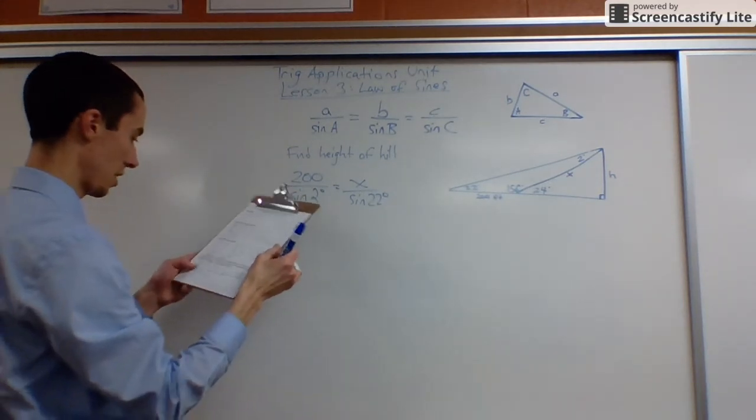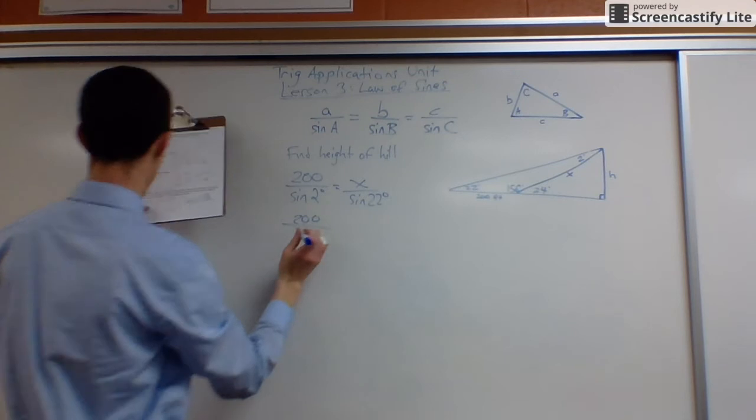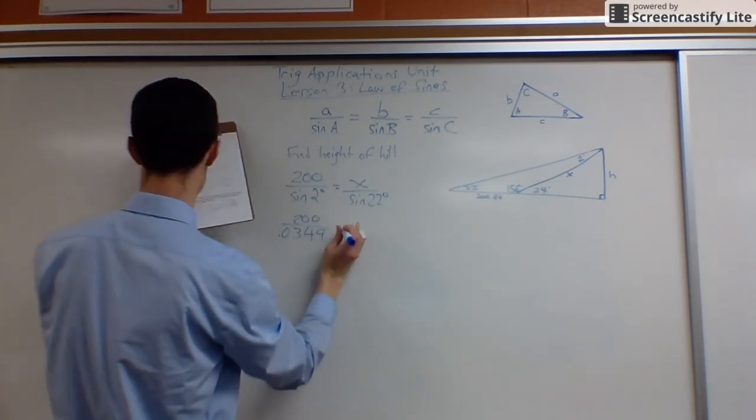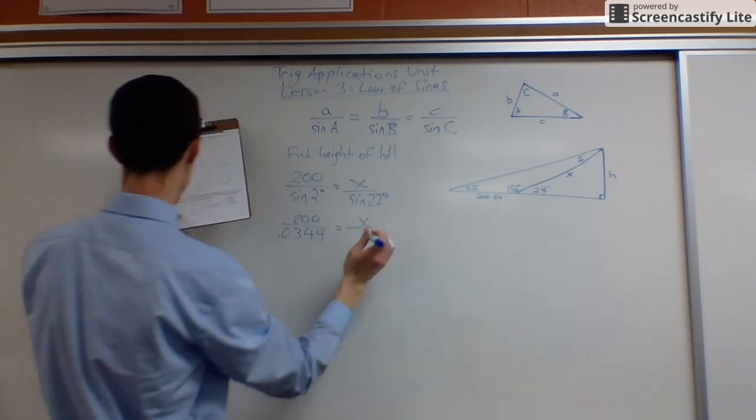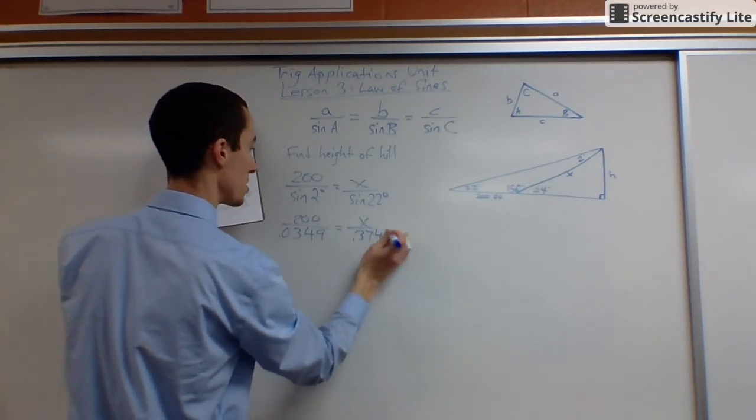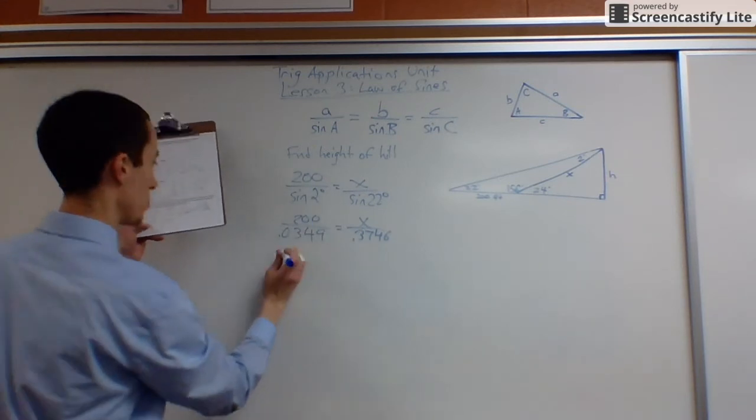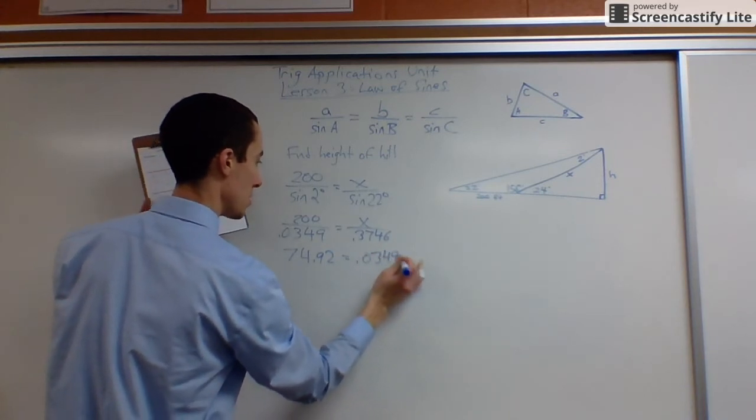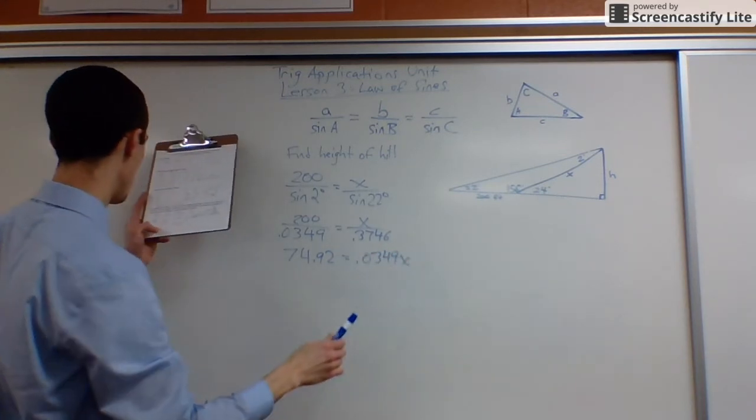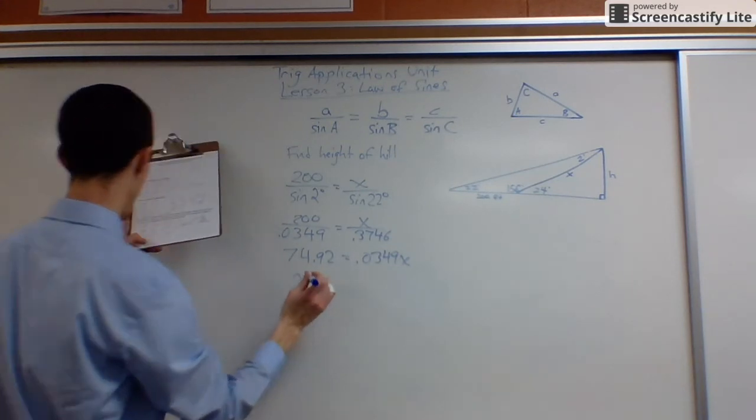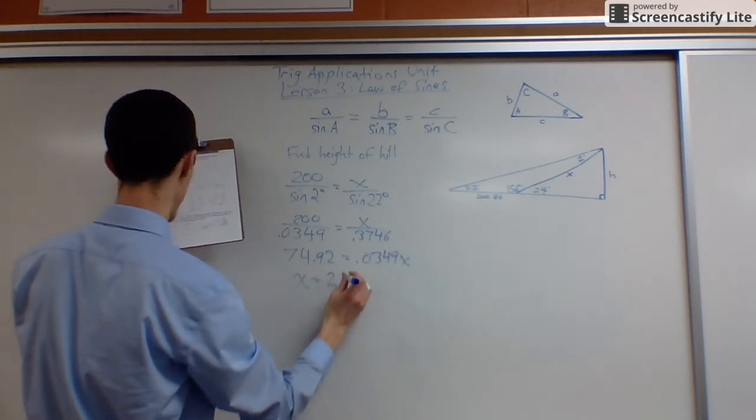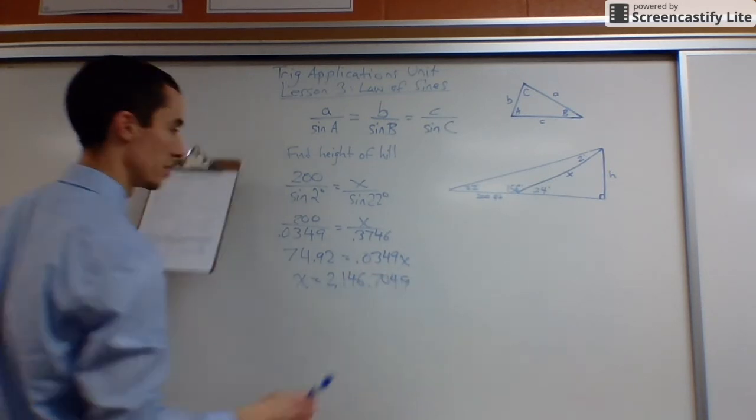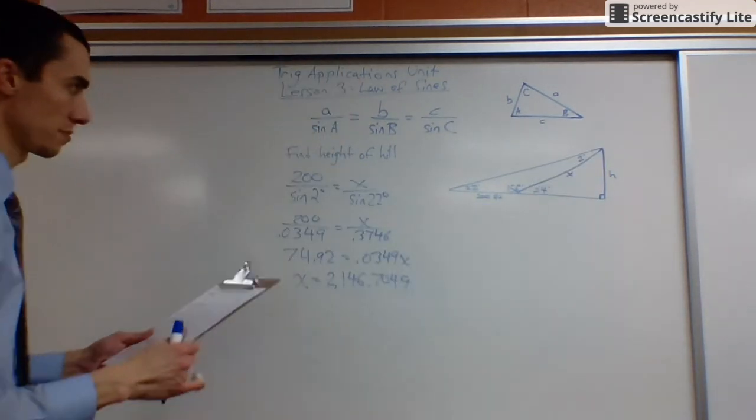Enter these into your calculator. Sine of 2 is 0.0349. Again, remember, go to 4 decimal places. Sine of 22 is 0.3746. Cross products. Divide both sides by 0.0349. And we get that x is 2,146.7049. That's what this distance is right here.